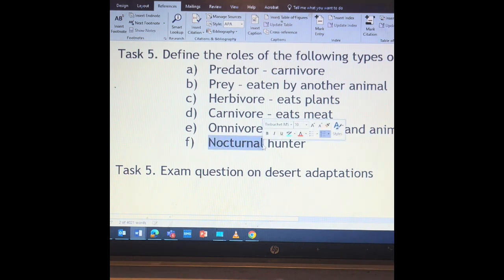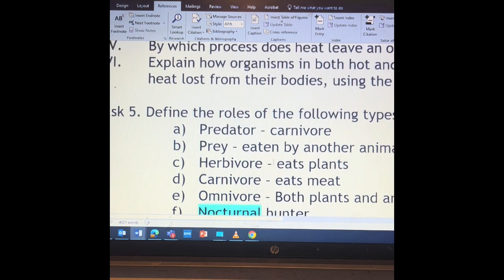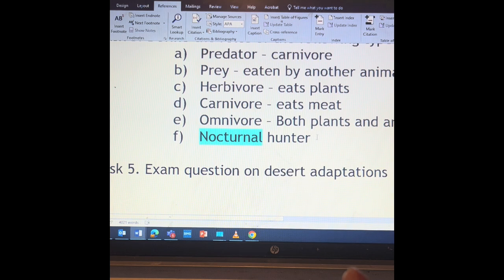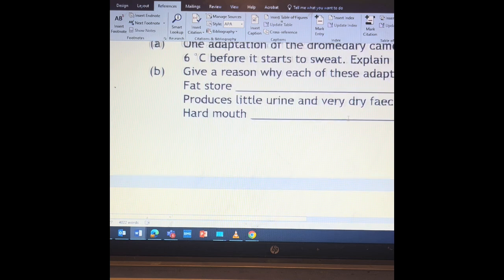Nocturnal, if you see this word come up, means something that's awake at night. So it could be your hamster. Nocturnal hunter, not really our hamster. What we're talking about is things like badgers and foxes. They are awake at night, and that's when they will hunt. They will sleep in the day, and that's kind of for protection.